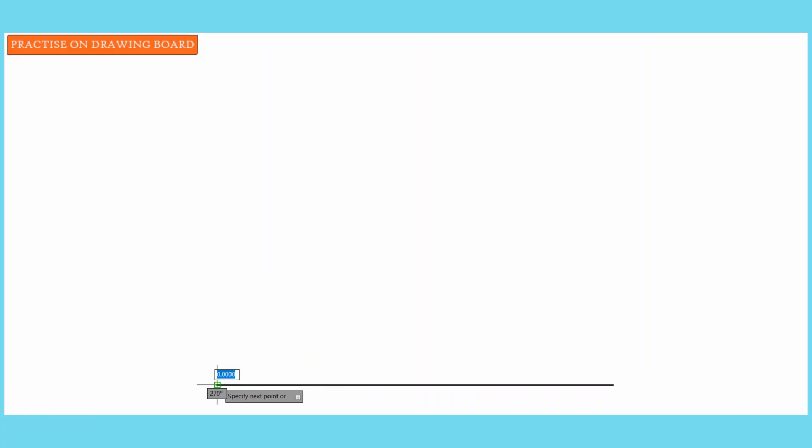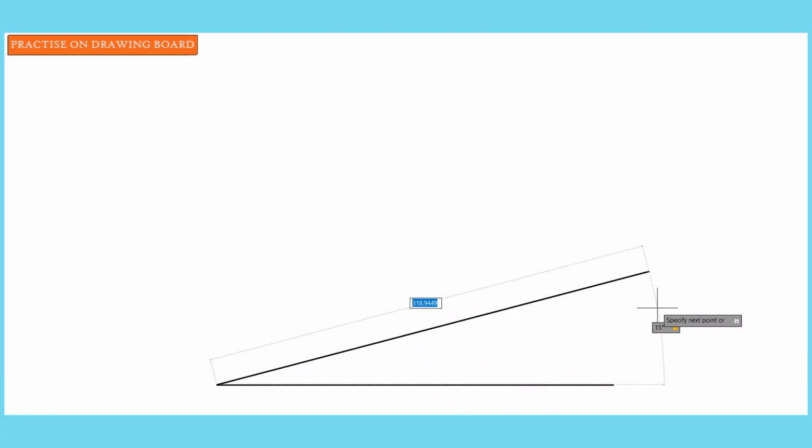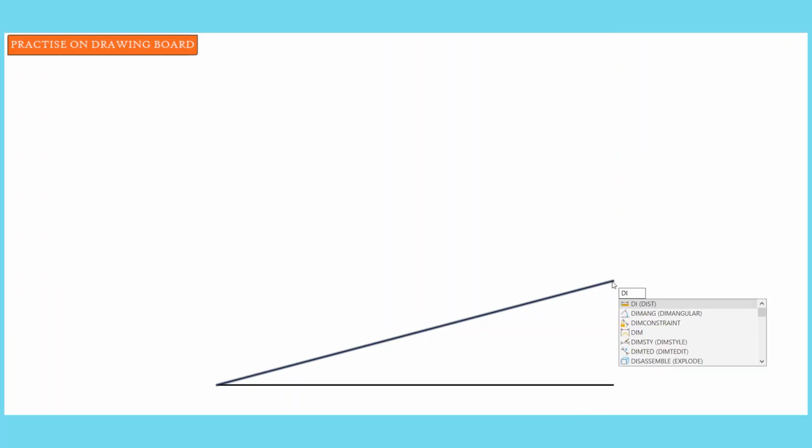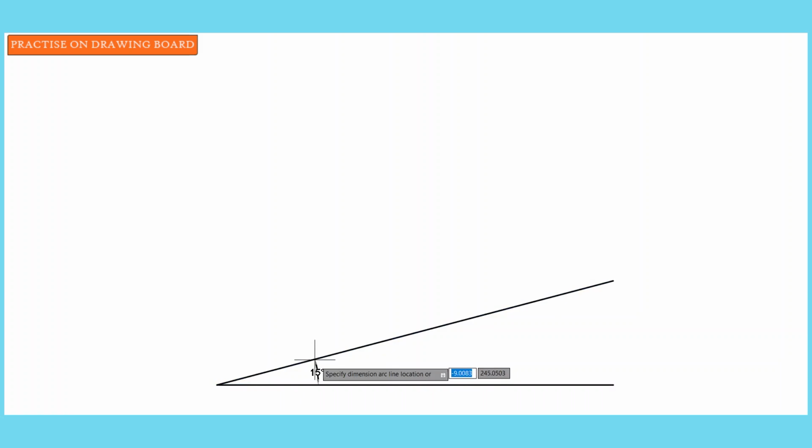Okay, so we have the horizontal line, which is the ground, and then we have the plank, which is inclined at an angle of 15 degrees. So we draw in the plank sloping at an angle of 15 degrees. Obviously you could use your protractor to measure the 15-degree angle.